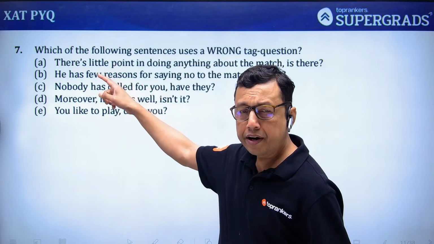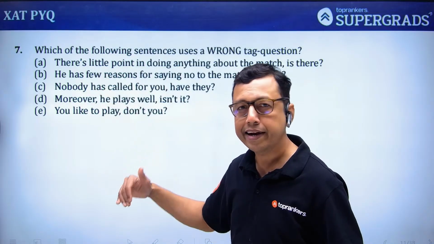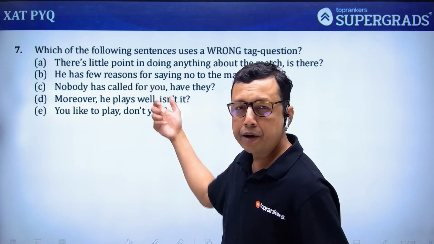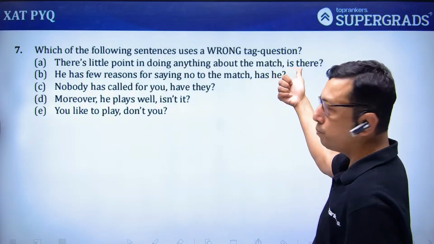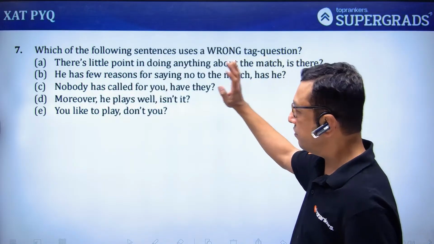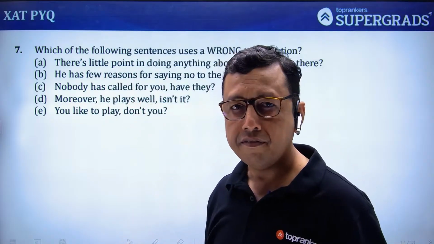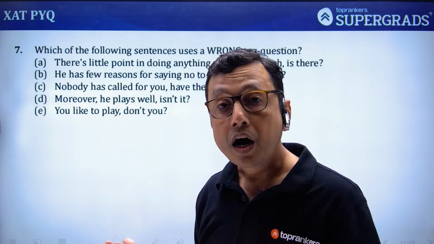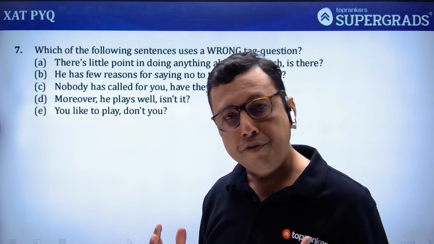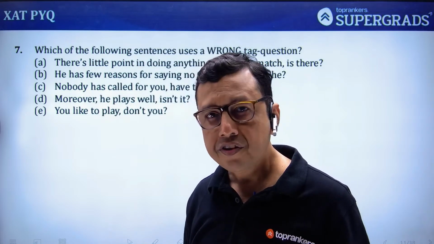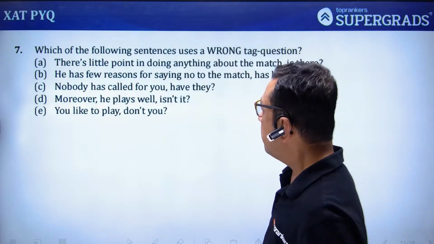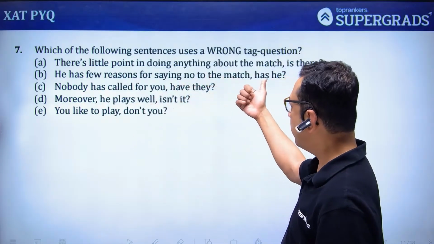There is little point. A little positive होता है, little negative होता है. So little point being a negative expression, there is a positive question tag. Correct sentence. He has few reasons, positive or negative? Few is negative. A few is positive. Few is negative. A few is positive. So he has few reasons for saying no to the match.